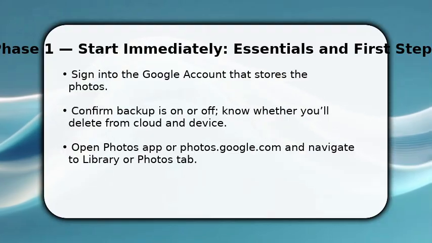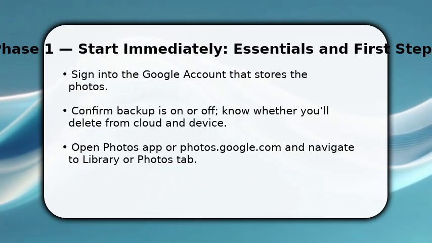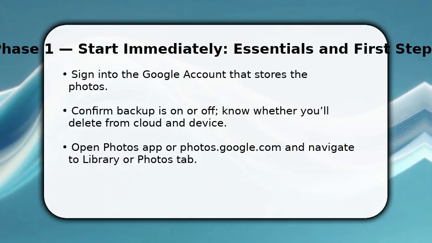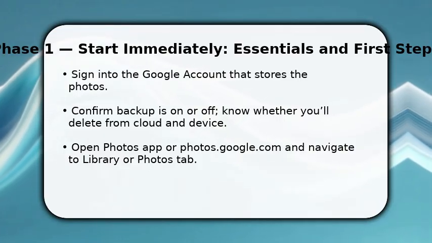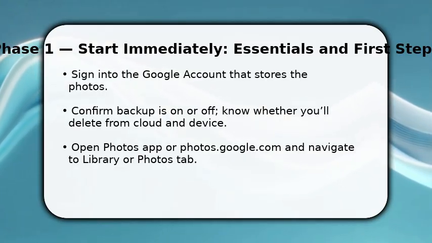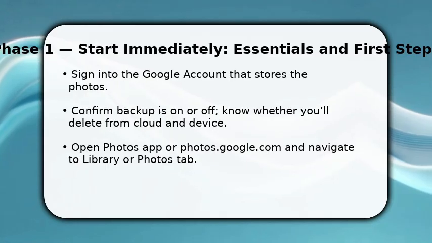You start by confirming account and backup settings so you don't lose something unintentionally. Once you've signed into the correct Google account, check Backup and Sync. On means removal affects cloud. Off may only clear device copies. Make sure storage states are visible so you can decide.